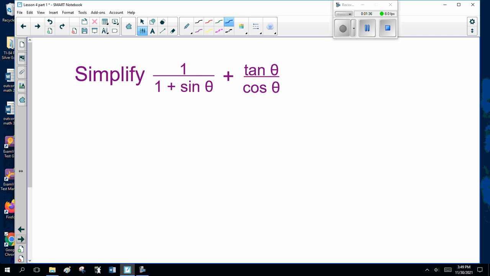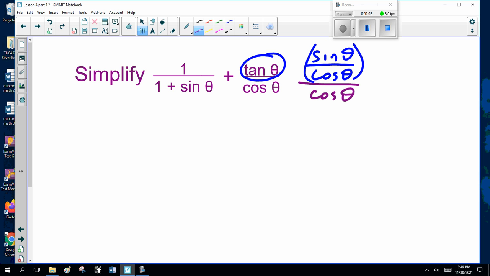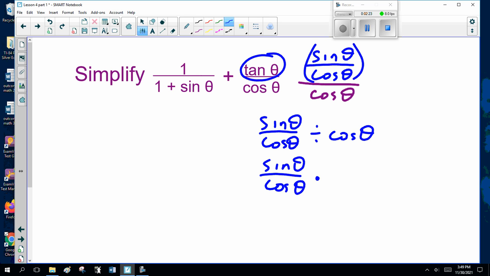Now, the next one, simplify. 1 over 1 plus sine theta plus tan theta divided by cos theta. Now, this is a bit of a pain, but as I said before, simplify everything to sine and cosine. So, tan of theta, that's sine theta over cos theta, divided by cos theta. Now, sorry, this second term here is sine theta over cos theta times 1 over cos theta, which is sine of theta over cos squared of theta. Now, why am I doing it this way? Because I can.